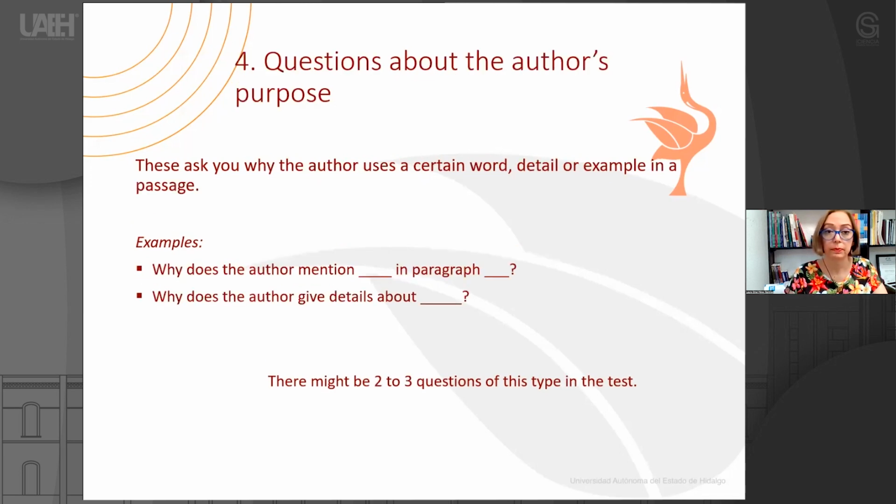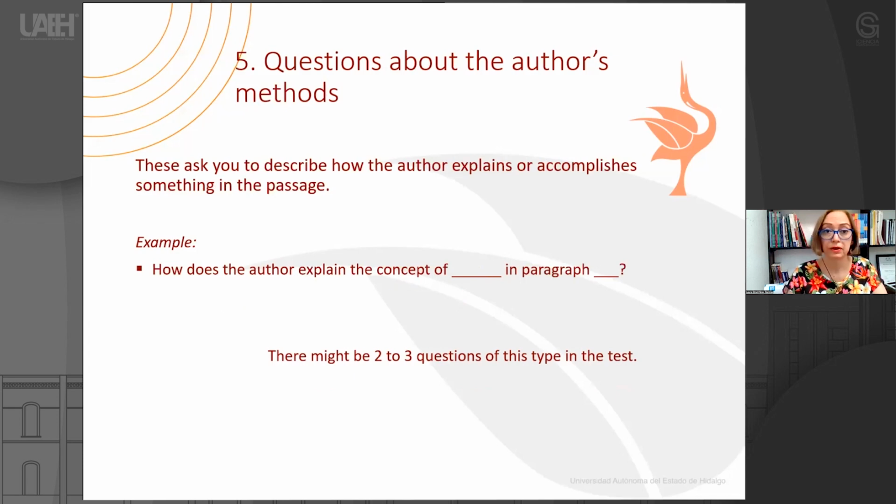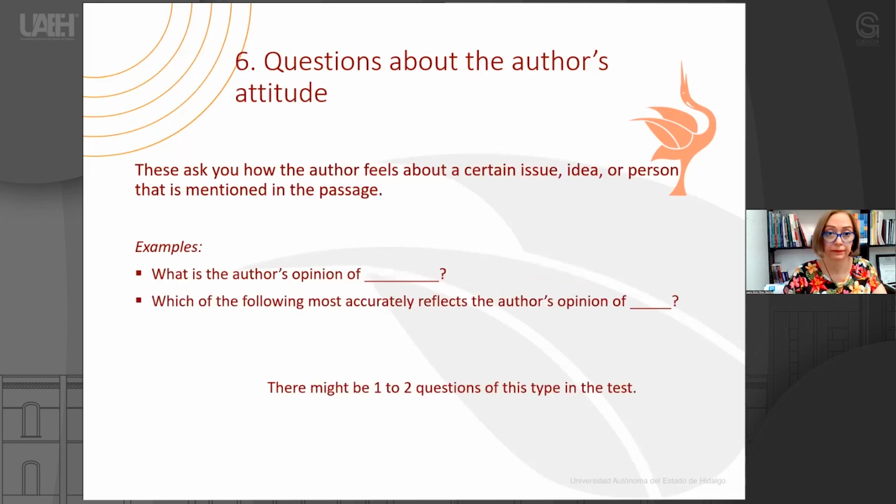Questions about the author's purpose. They ask you why the author uses a certain word, detail, or example in the passage. For example, why does the author mention A in paragraph B? Why does the author give details about C? There might be 2 to 3 questions of this type in the test. Questions about the author's methods. They ask you to describe how the author explains or accomplishes something in the passage. For example, how does the author explain the concept of A in paragraph B? There are only 2 to 3 questions of this type in the test.